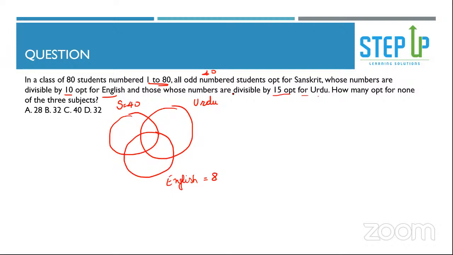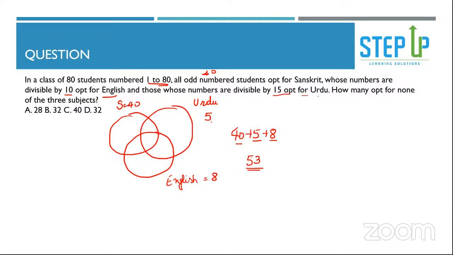Out of 15, 8, 15 into 4, 60, 75, 5 numbers you will get, right? So there are 40 people who have at least opted for Sanskrit. Then there will be 5 people. Then there will be 8 people. 40 plus 5 plus 8, 53.